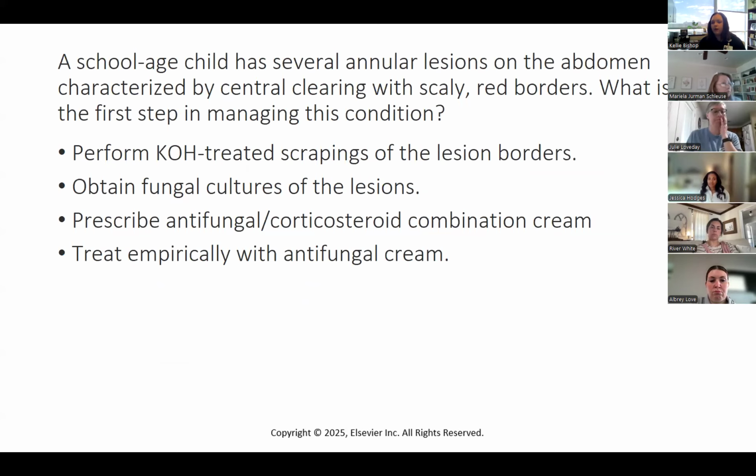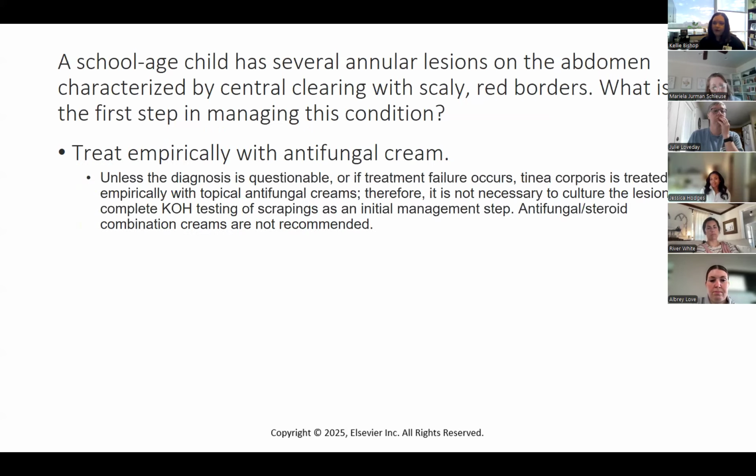A school-age child has several annular lesions on the abdomen characterized by central clearing with scaly red borders. What is the first step in managing this condition? Perform KOH-treated scrapings of the lesion borders, obtain fungal cultures, prescribe antifungal corticosteroid cream, or treat empirically with antifungal cream. D. Yep. This is a classic tinea corporis. And so you would just start with antifungal cream.